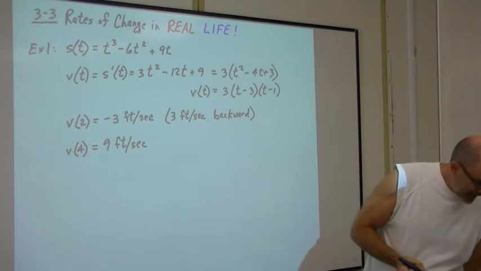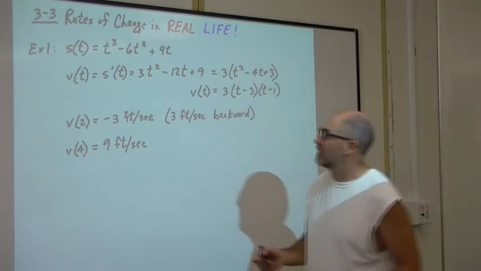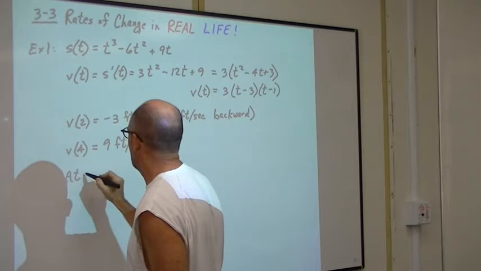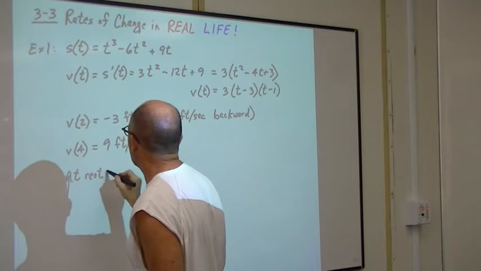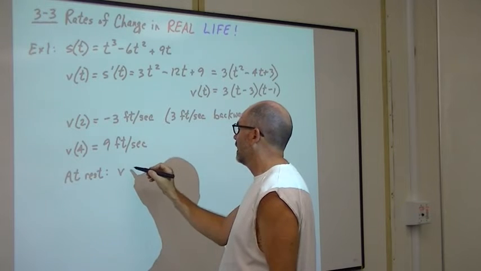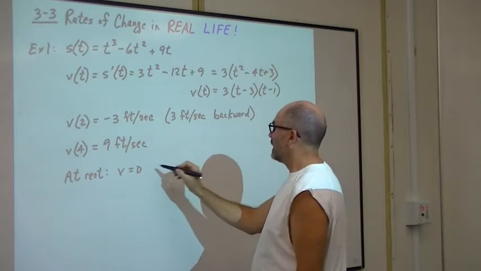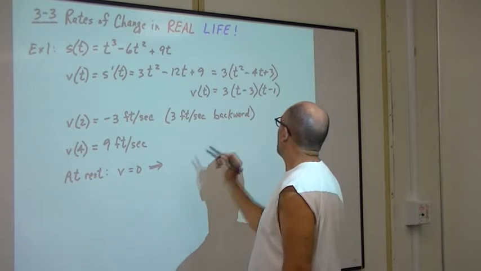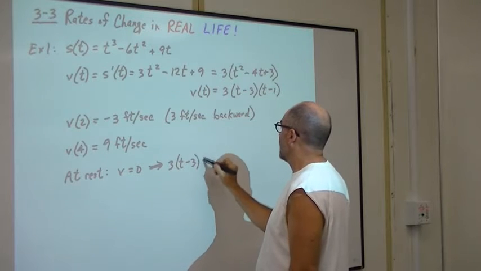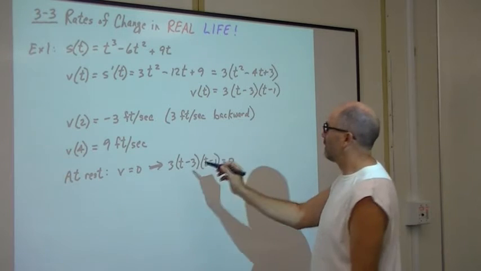Okay, then they ask us, when is the particle at rest? Well, if the particle is at rest, then that basically says that the velocity equals 0. So if the velocity equals 0, then what that's saying is 3 times t minus 3 times t minus 1 equals 0. Notice how handy it was that I factored this.